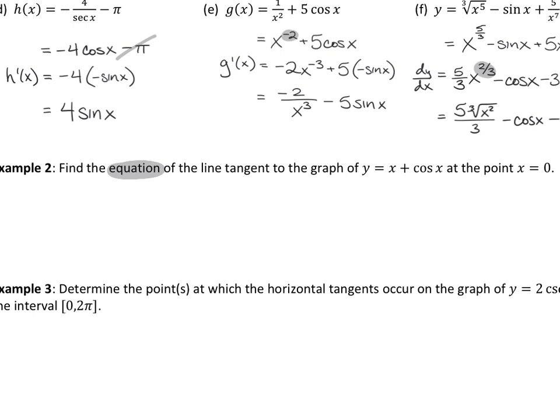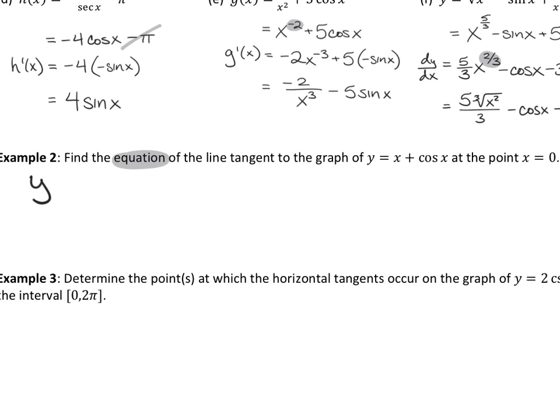How do we find the coordinate point? We plug it in, right? So we have this formula, y equals 0 plus cosine of 0. Okay, I think few of us still have our formula charts out. What is the cosine of 0?